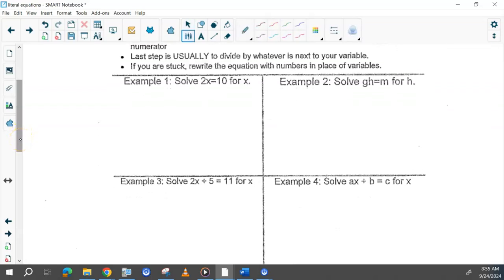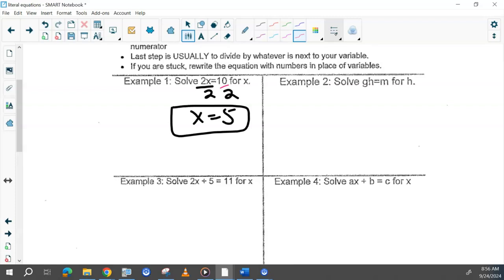If you are stuck, you could rewrite the equation with numbers and place the variables, but you still have to put the variables back. So we're going to do some regular equations and then solve the literal ones and see what that looks like. So in this example, how would I solve this for x? So that x equals 5, I get a solution, that's it.